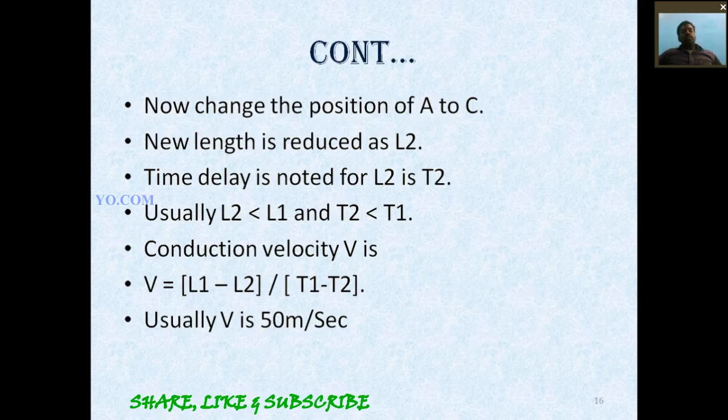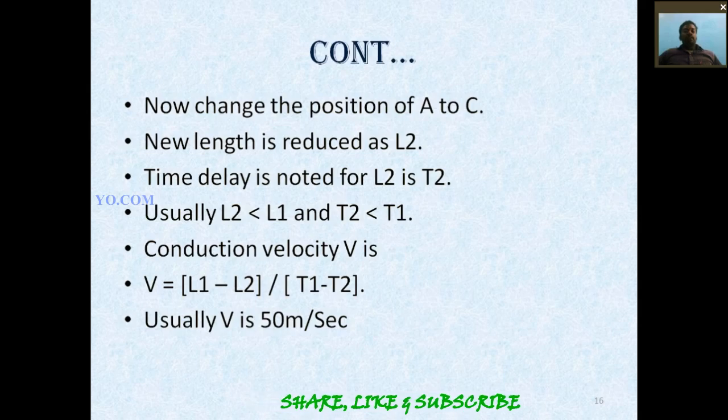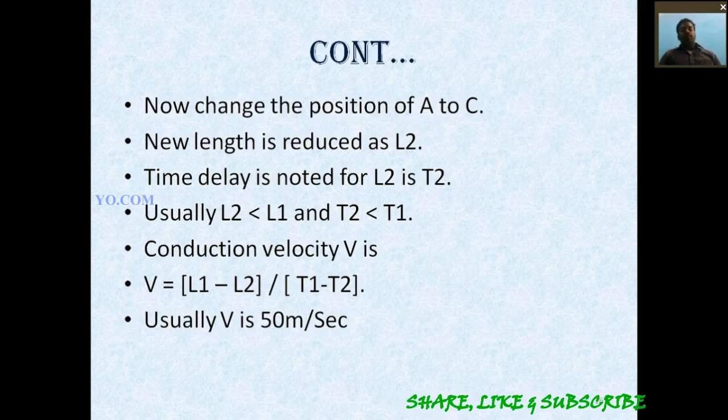Now changing the position of A to C. A is changed to C. Now the length is reduced to L2. The time delay noted for L2 is T2. Usually L2 is less than L1, and similarly T2 is also less than T1. Then conduction velocity V is calculated using this formula: V equals L1 minus L2 divided by T1 minus T2.